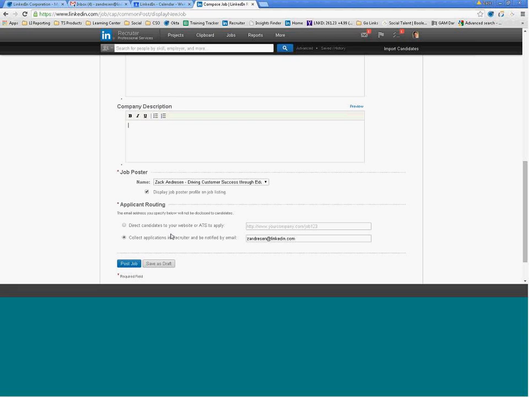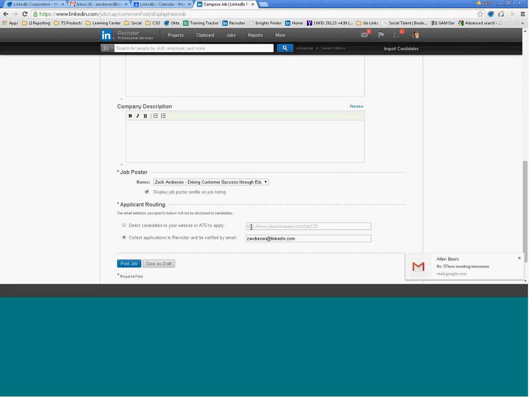Choose how you want those applications to be routed. Do you want them to go directly to your website or to an ATS, or can you collect those here in Recruiter and get notified? If possible, this is what I recommend, accumulating them here in Recruiter. The reason is that it's a slippery slope if you're directing people to your website, because you want to make sure that this link goes directly to the job posting itself.